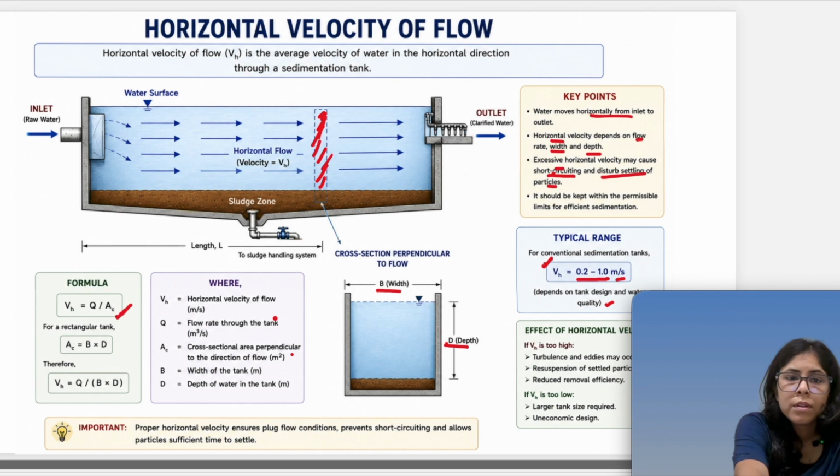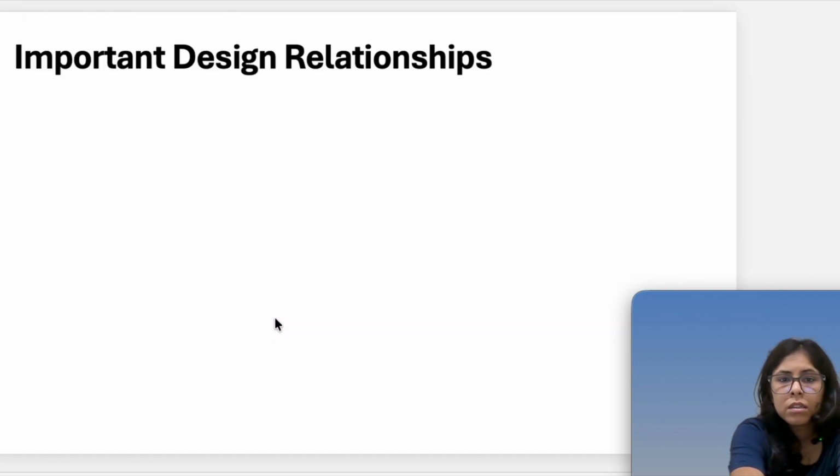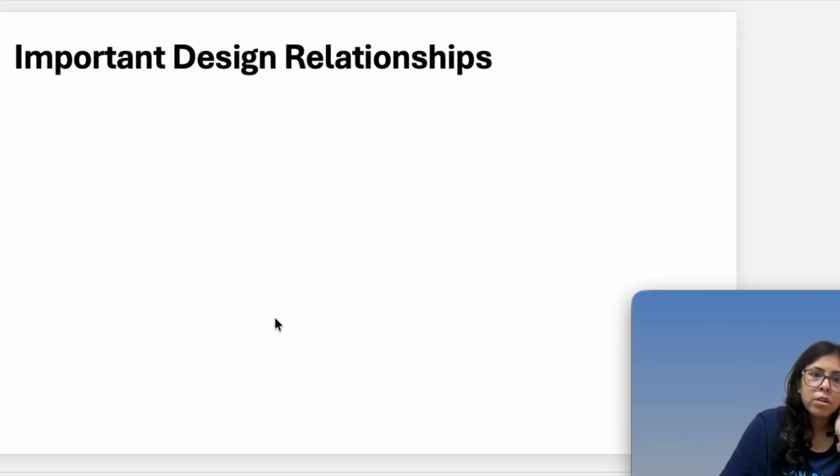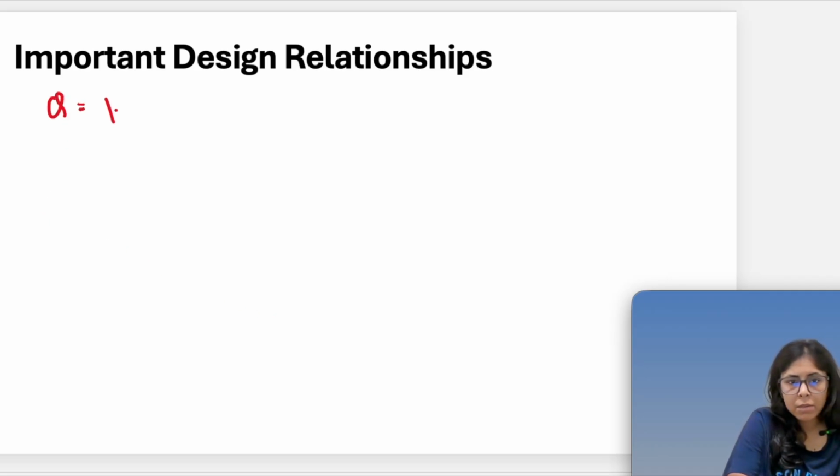We can move to the other topic, which is important design relationships. If I want to summarize everything we studied, we have Q, that is nothing but V naught into L into B. And then we had T, which was L into B into D upon Q.